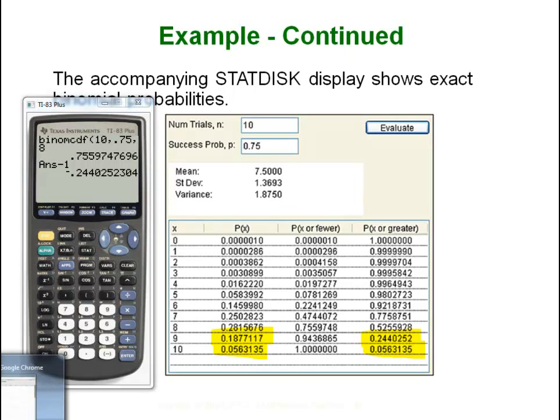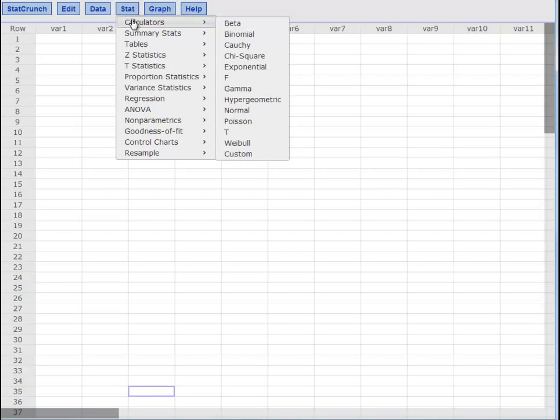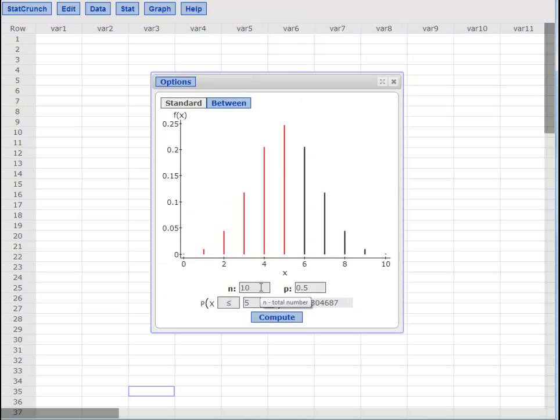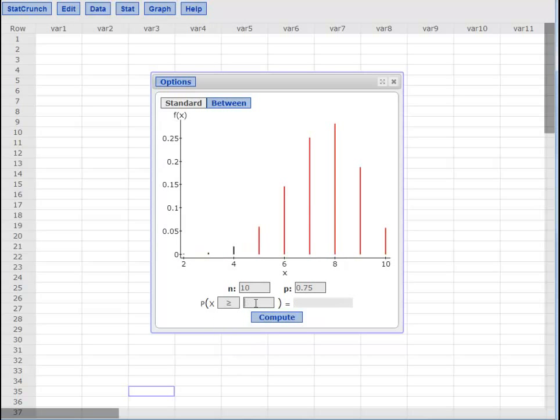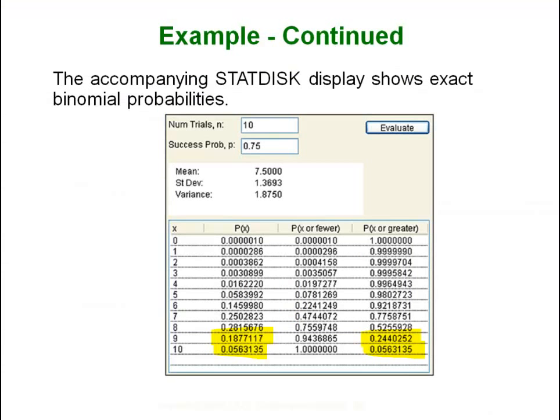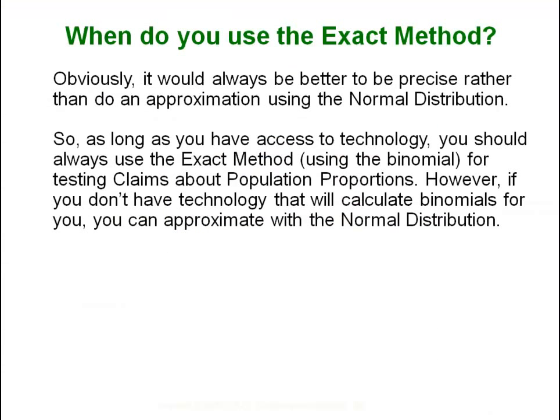How about StatCrunch? Even easier. Stat, calculators, right? Whenever we're dealing with distributions, we want to go to our calculators, and we have a binomial distribution. Tell it our n, which in this case is 10. The p is 0.75. We're looking for the probability that x is greater than something, and in this case greater than or equal to 9, and there's the exact same 0.244. Okay, very easy to do with technology. Technology is the way to go here, and always, when you can, use the exact method. That's it.